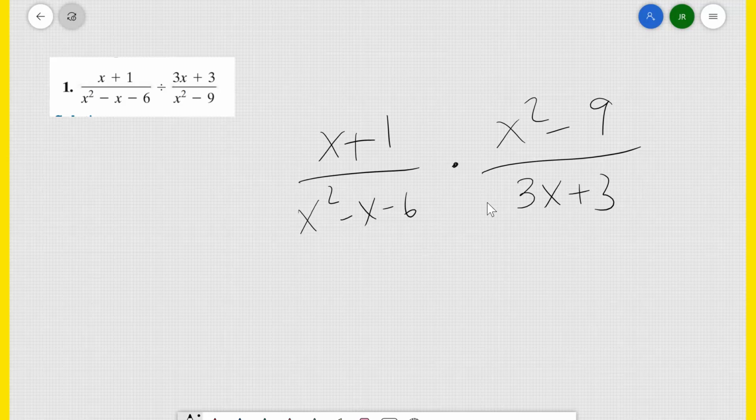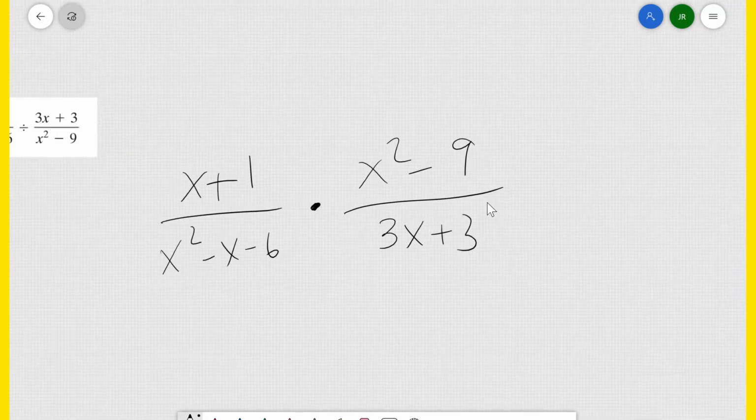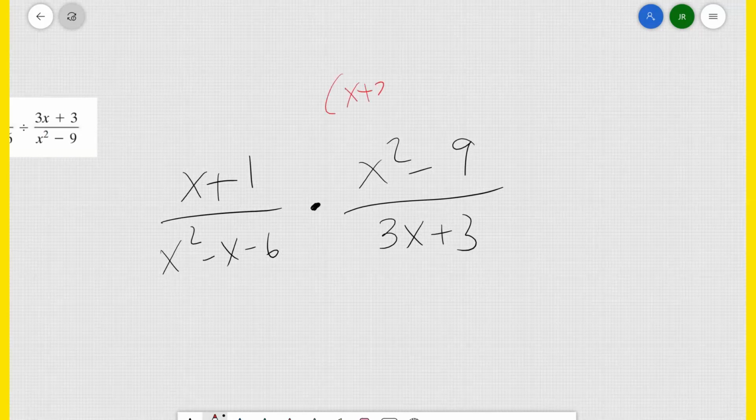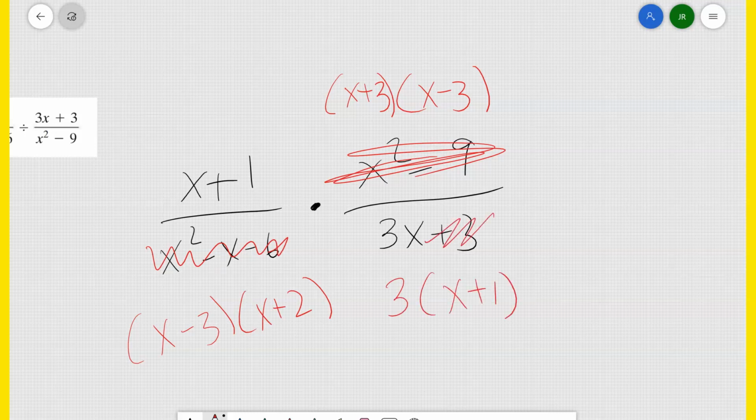Now, what should you do next? Because there are pluses and minuses involved, you should factor. Factor everything you can factor. Okay, so that x squared minus 9 will factor as x plus 3 and x minus 3. So I'm not going to look at that anymore. The x squared minus x minus 6 can factor as x minus 3, x plus 2. So I'm not going to look at that anymore. And the 3x plus 3 can factor as I factor a 3 out, and I'm left with x plus 1 on the inside. So I'm not going to look at that anymore.